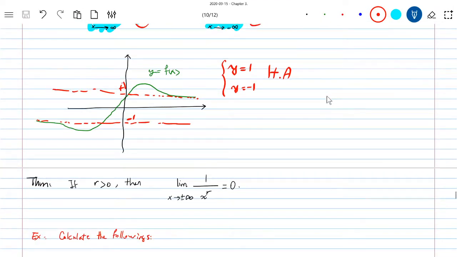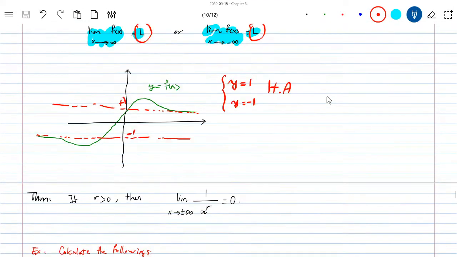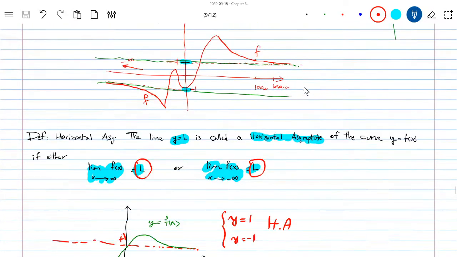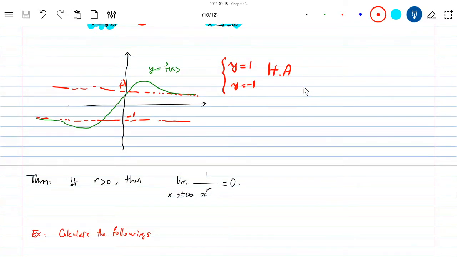Okay. There is one theorem, because we don't want to use this table over and over. So this is a main theorem to calculate limits at infinity. It's very important to know that if you have the limit of 1 divided by x to any power, as long as that power is a positive number, and x is approaching positive infinity, then this limit equals 0.